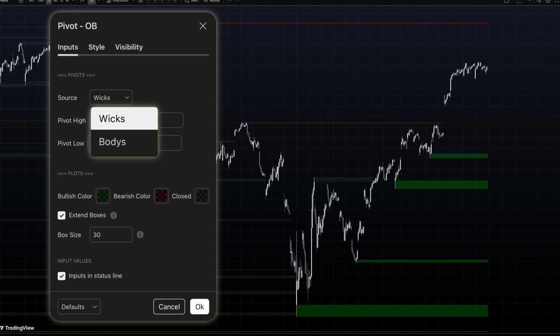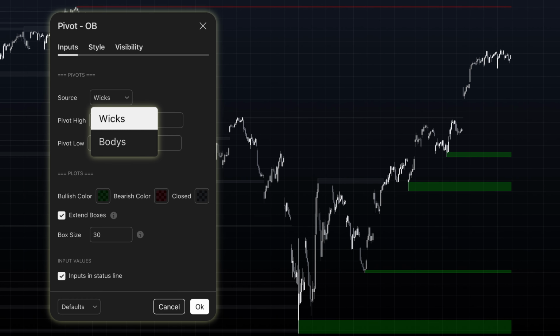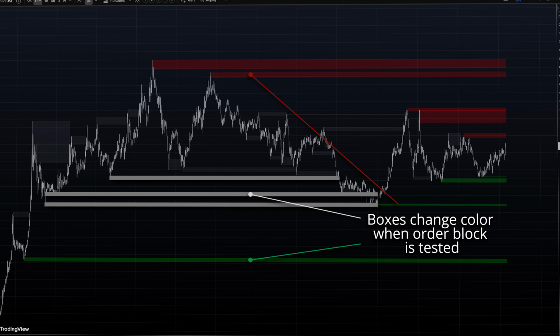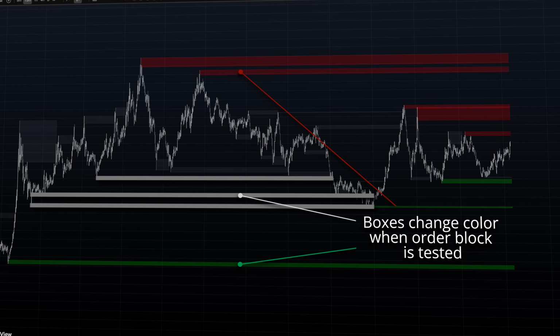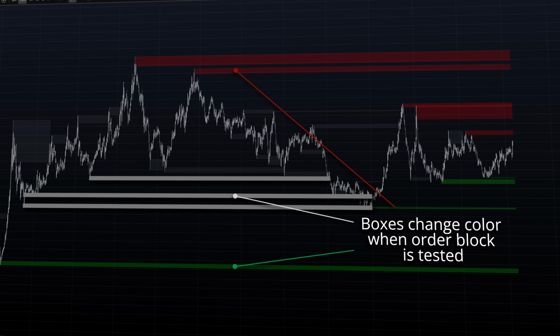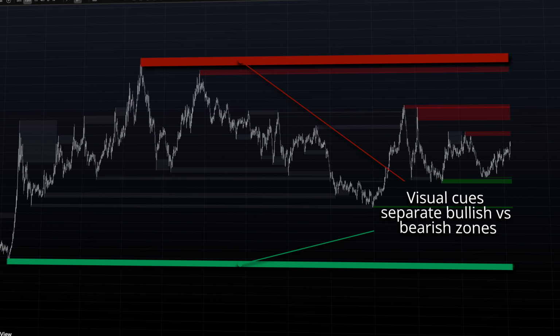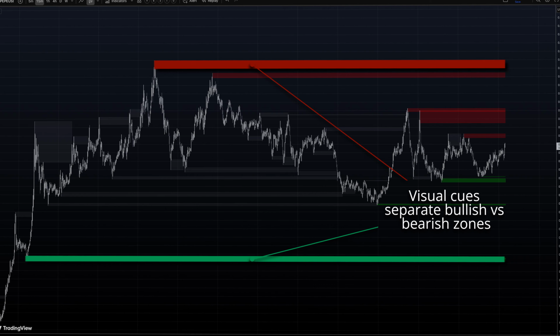Users can choose between using price wicks or candle bodies as the data source, allowing for adaptation to different trading styles and timeframes. The boxes remain active and extend forward until price interacts with them, at which point they change color to indicate the order block has been tested or closed. The visual design clearly distinguishes between bullish and bearish order blocks while automatically tracking their interactions with current price action.